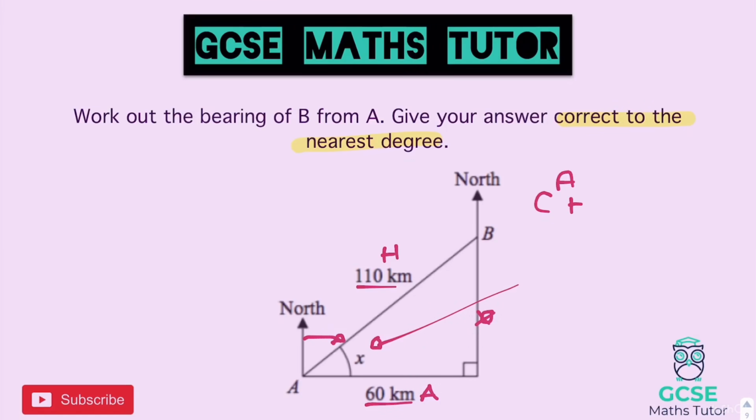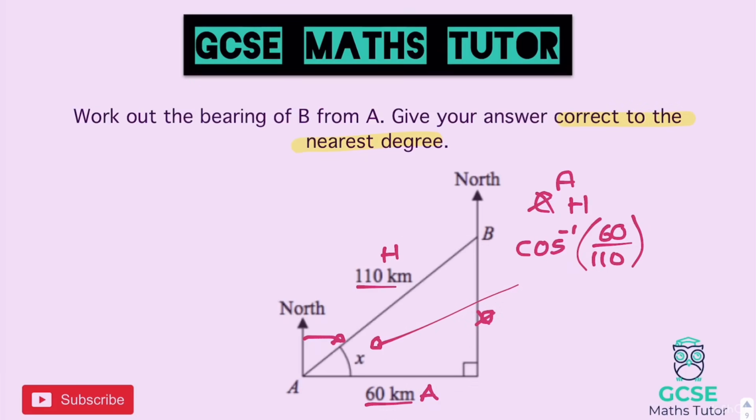And again, if you're not entirely sure on trigonometry, check out my trigonometry playlist. You can have a look through some of the videos on SOHCAHTOA there, working out angles and side lengths. So if we're trying to work out the angle, we're going to do cos minus 1, and then A over H. A is 60 and H is 110, so it's 60 over 110.